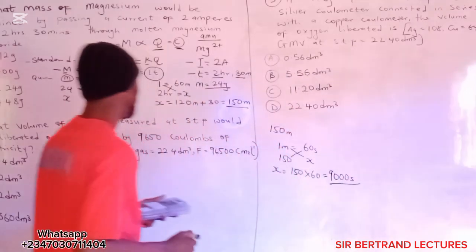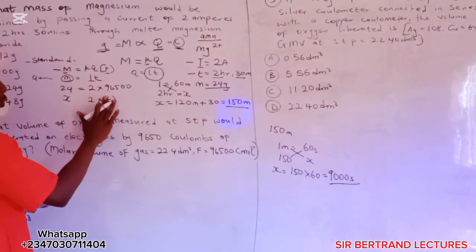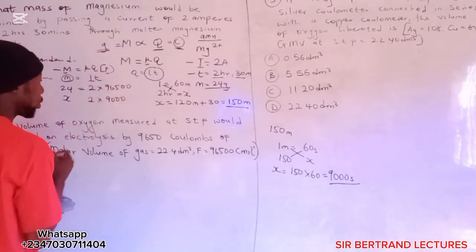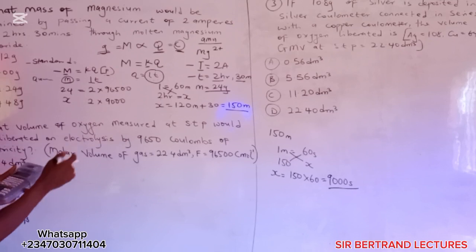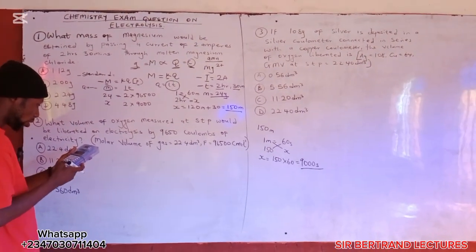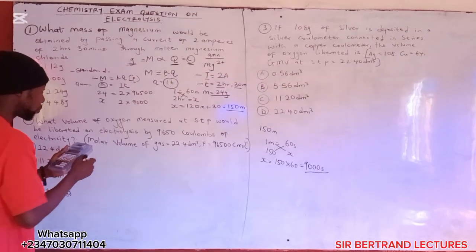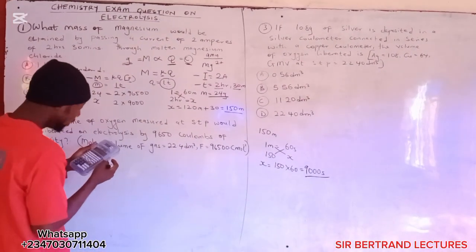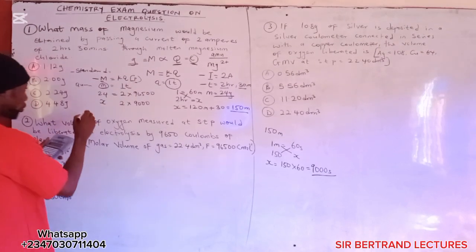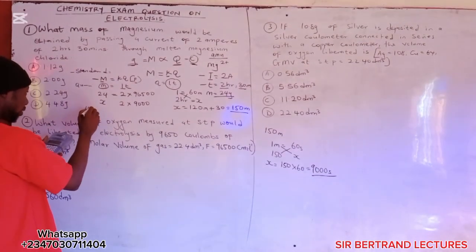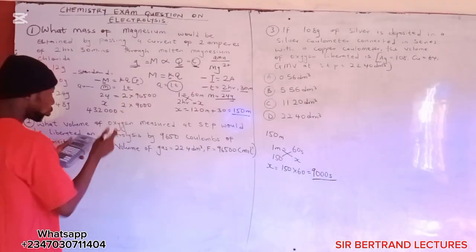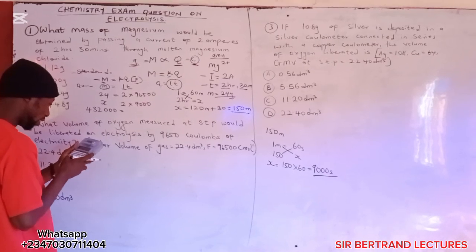9,000 seconds. So you come here, your time is represented by 9,000. So you now have to cross and multiply. 2 times 9,000 will give us 18,000. Multiply by 24. That will give us 432,000, equal to 2 times 96500.